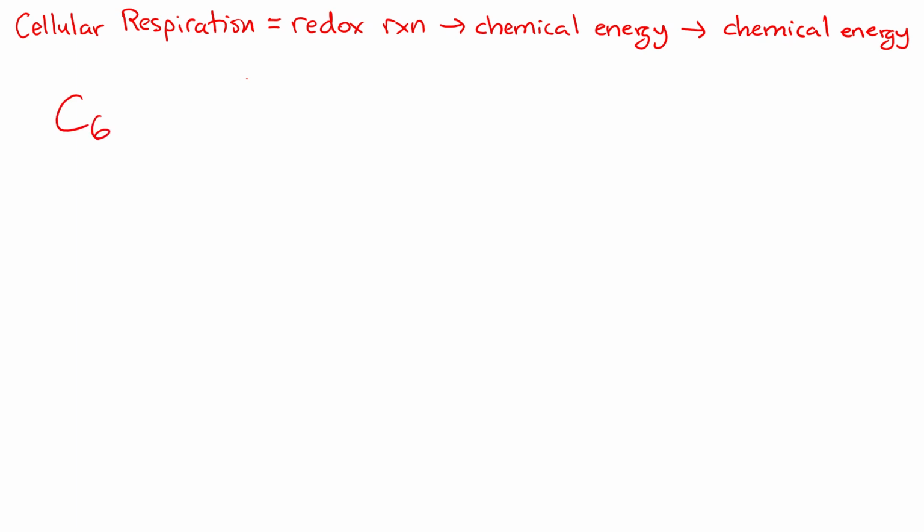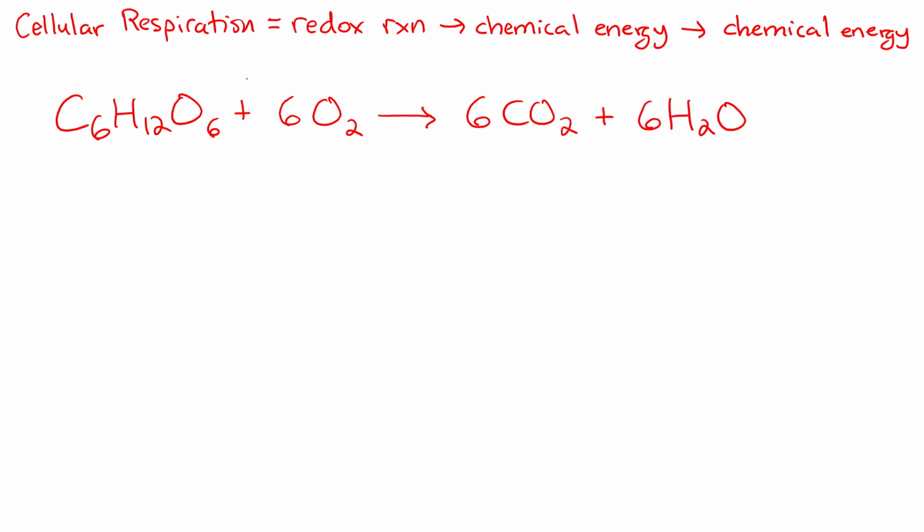We have our big player, glucose. It is reacting with 6O2 to create 6CO2 plus 6H2O plus a whopping 38 ATP.